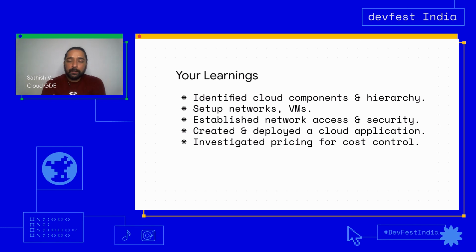So in this session, your learnings have been these things, right? We identified what the cloud components are and the hierarchy they have, going from the bottom up, building up from the core part of the machine to the zones and regions and data centers. And then there is a logical layer like the networks and the virtual machines, which are abstracted above the actual hardware. We established some network access and a certain level of security. Then, as an example, we created and deployed a cloud application. And for all of this, we investigated the pricing and cost control.